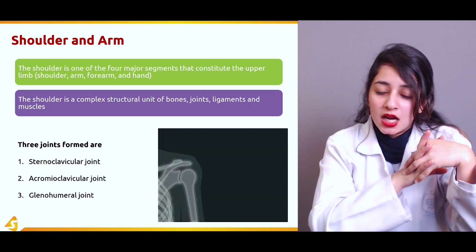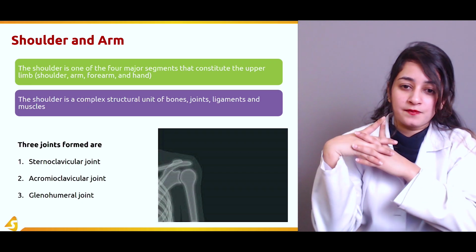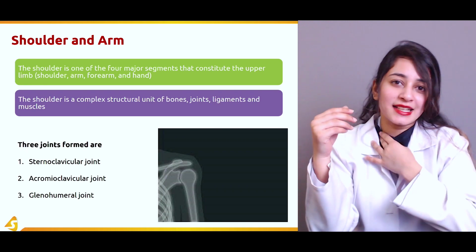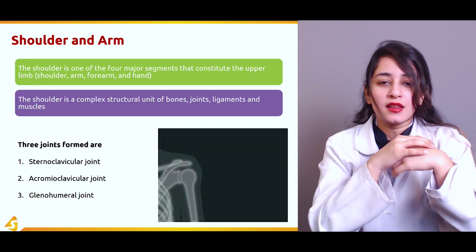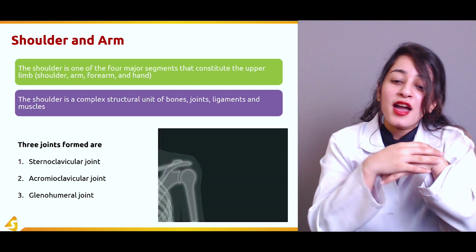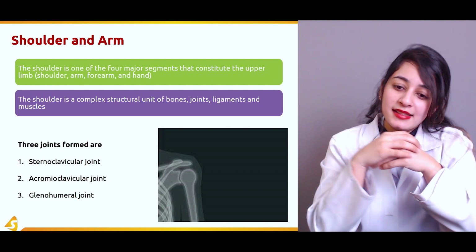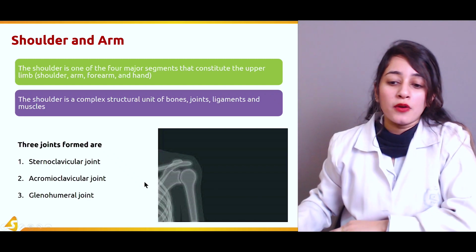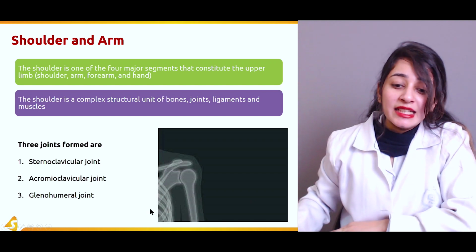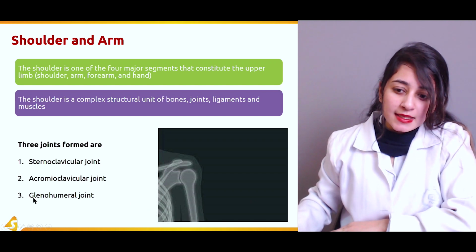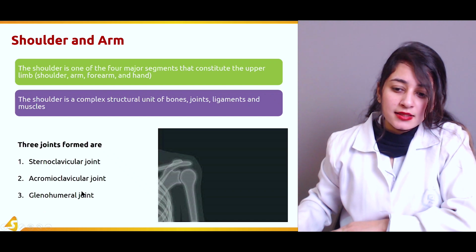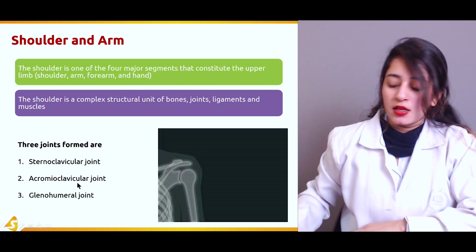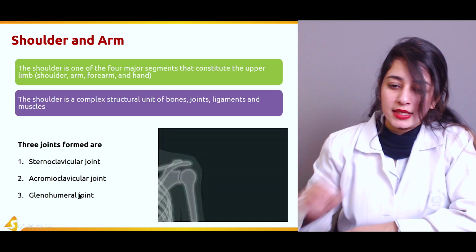The joints that are formed at the shoulder are the sternoclavicular joint: sternum, the front bone, and then the clavicle, this beauty bone. It's not prominent here. Then we have the acromioclavicular joint, the acromion process of scapula. Then we have the glenohumeral joint. Glenoid cavity is basically present at the scapula. Then there's the humerus bone which is present in our arm, so it forms a joint.